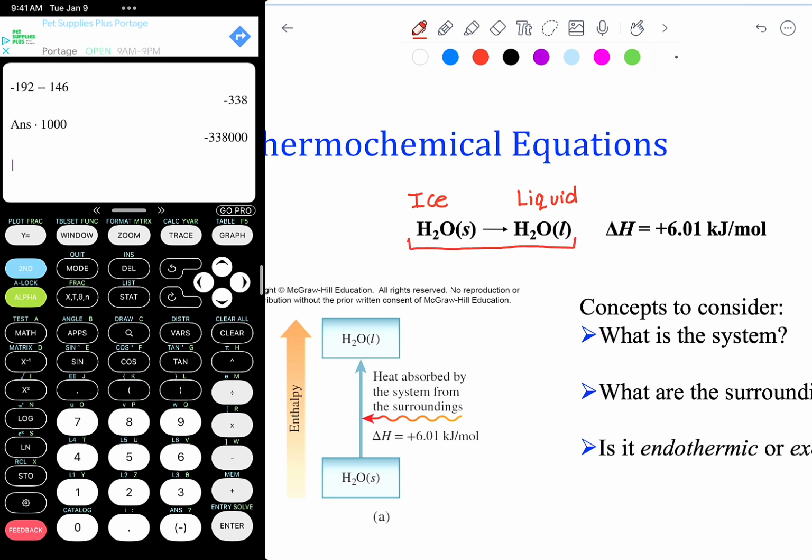Okay, we go from a reactant to a product. We show our states. We make sure it's balanced. But what we're adding to this now is our thermochemical information. So for this equation, for this reaction of ice melting, the change in enthalpy, the delta H, is positive 6.01 kilojoules per mole. So this is a thermochemical equation.